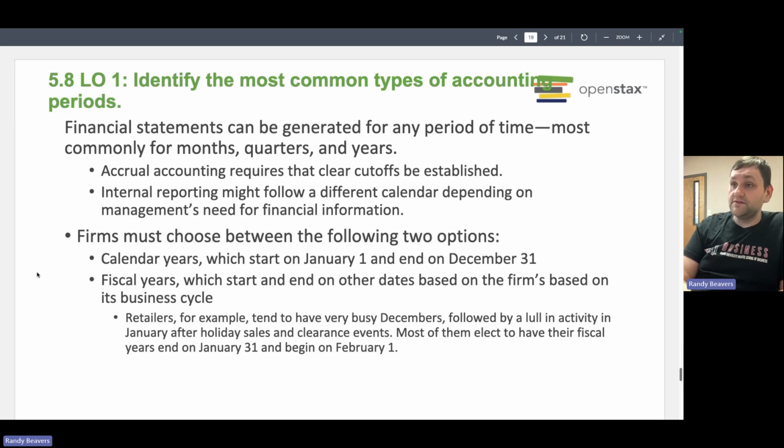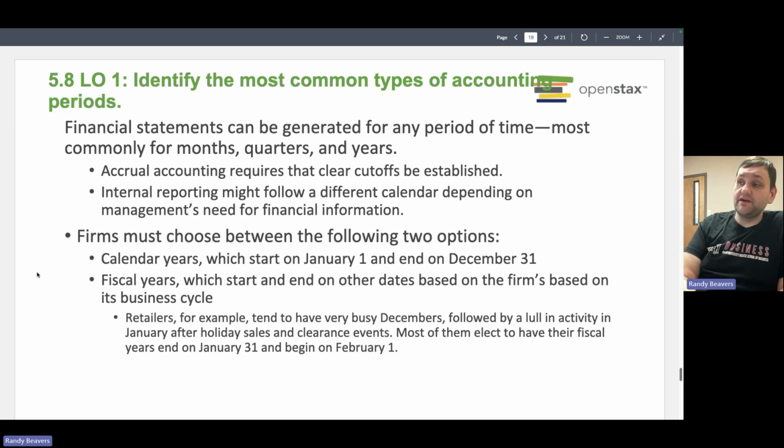Okay. So firms have to choose between two options. Calendar years are going to start on January 1 and end on December 31st. That's set. But your fiscal years can start and end on other dates based on the firm's business cycle. So, for example, a lot of higher ed institutions will end June 30th. A lot of government agencies and the government itself are going to end September 30th. Some companies just stick to the calendar year. So it's going to vary. I've seen companies literally start and stop every month of the year. So you just have to find out what that looks like for the company you're interested in or the company you work for.